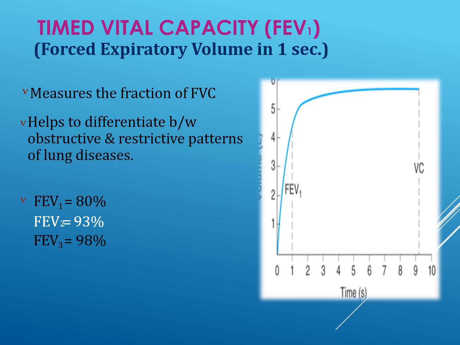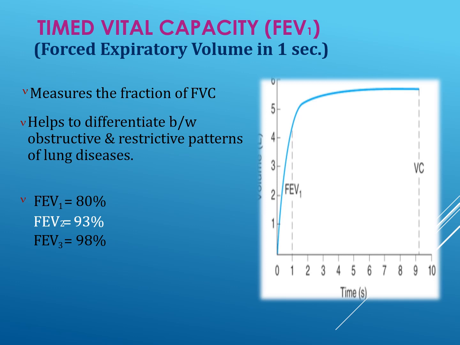So now we'll see the components of timed vital capacity. The first one is FEV1, that is forced expiratory volume in 1 second. It represents the volume of air expired in the first second of FVC. Its estimation measures the fraction of FVC, and it is the most commonly used screening test for airway diseases. That is, it helps to differentiate between obstructive and restrictive patterns of lung disease. It is actually a flow rate and its units are liters per second.